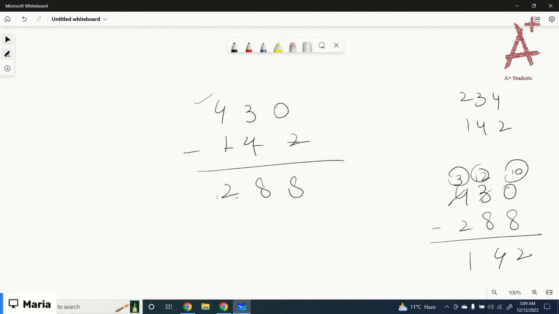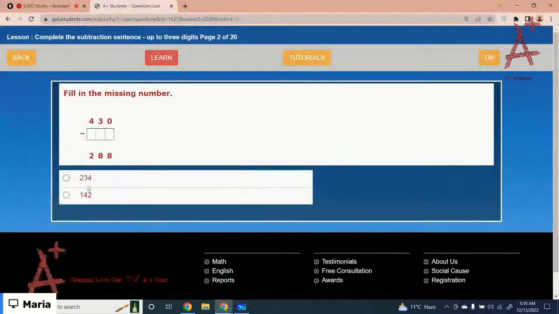Whenever you are given the greater number and the difference, subtract the difference from the greater number, and you can find the missing number. Because you always subtract a smaller number out of the greater one. So the correct option is 142. Just select the correct option, then click on the OK button.